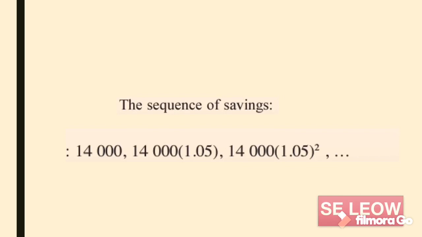So the sequence of savings yearly: the first year is 14,000. The second year is 14,000 times 1.05. Later I will show you how to get 1.05. And the subsequent year, the money will become 14,000 times 1.05 squared. Maybe some of you are not sure how to get this. Later I will explain to you using Jamboard.